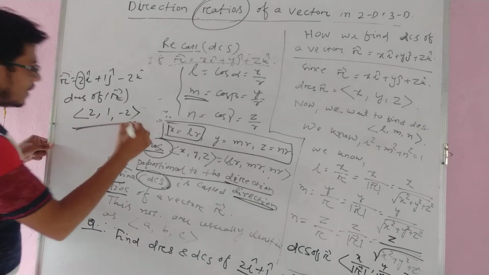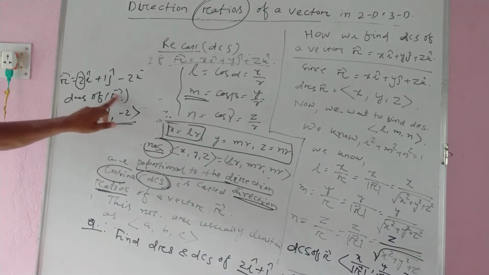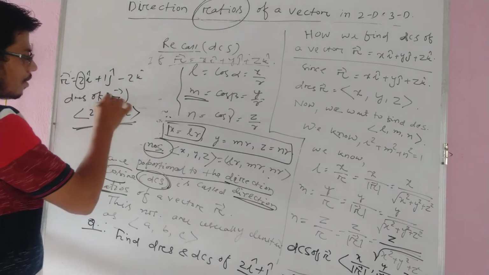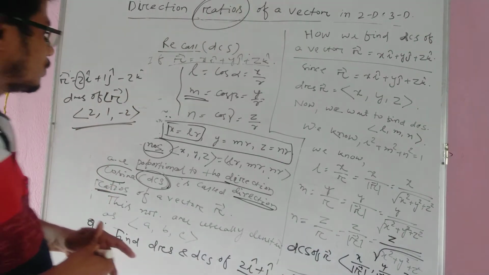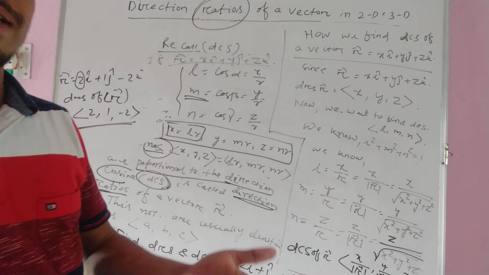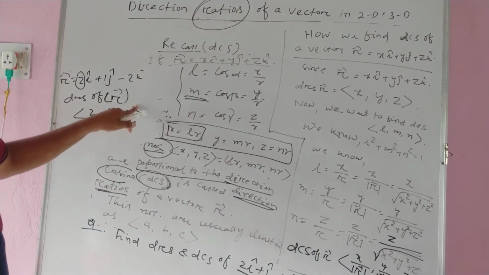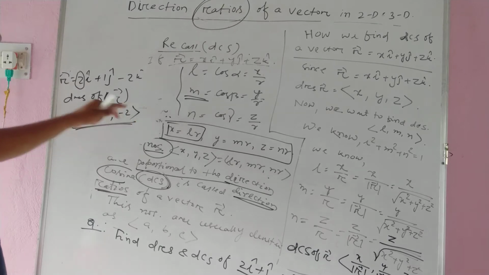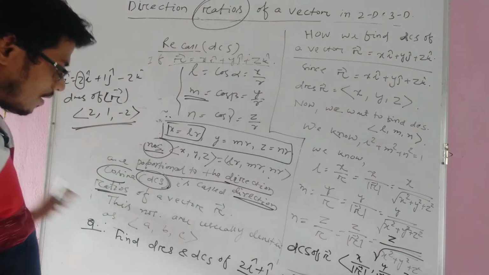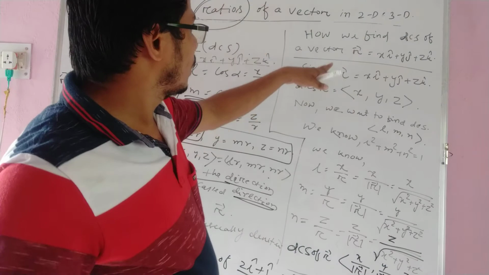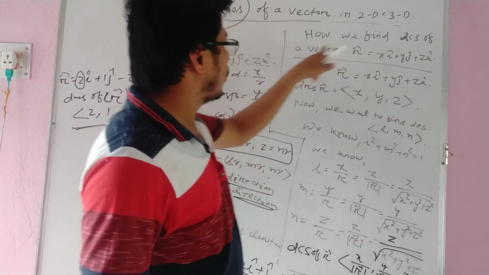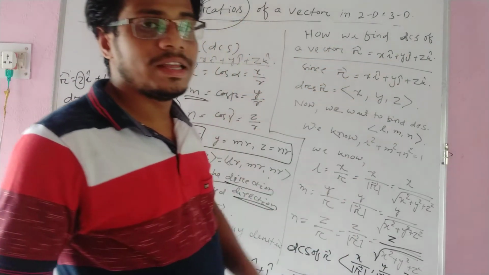This is your DRS of the vector. Now next question, how do we find DCS from DRS? If DRS of a vector is given, how do we find DCS? Next topic is how we find DCS of a vector if this DRS is given.